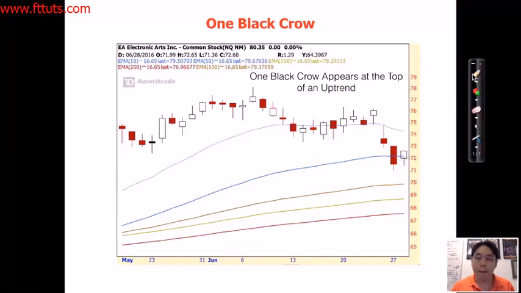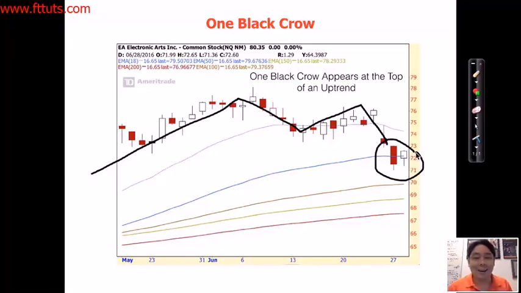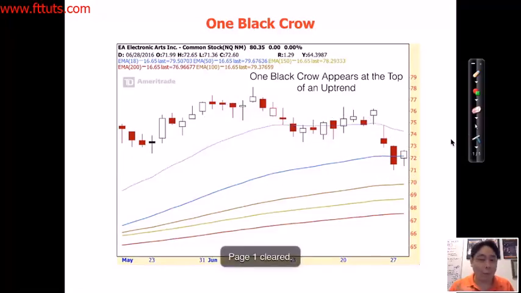Okay. This is another trend trade. All right. Uptrend, as you can see, the 50 moving average above the 150, price above the moving average. So you can see it's up, and you see a retracement to the moving average, and boom, one black crow. One black crow. Yeah, one black crow. Sorry. Where's the one black crow?